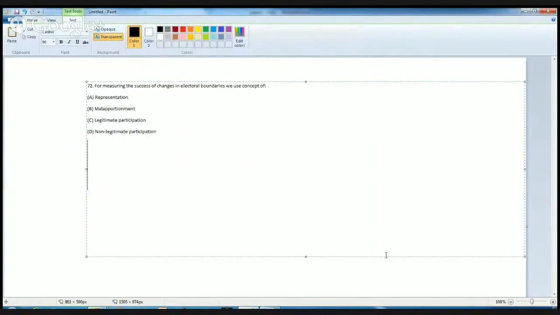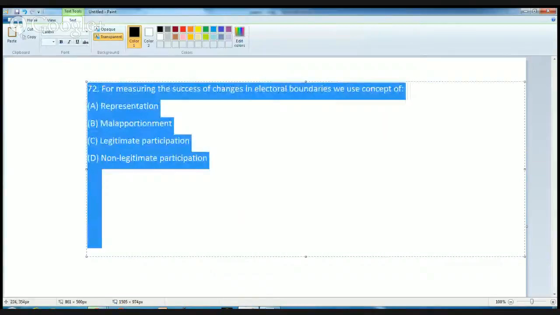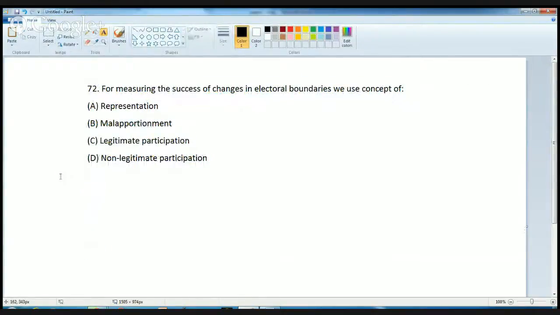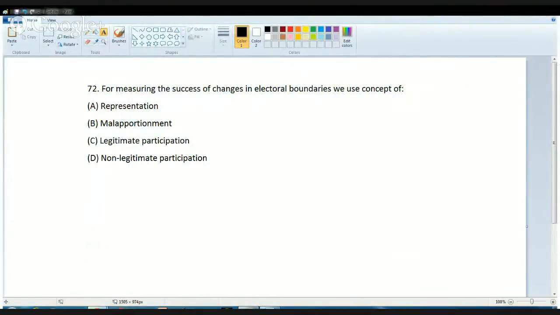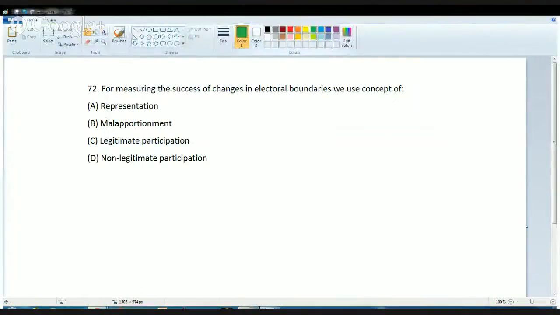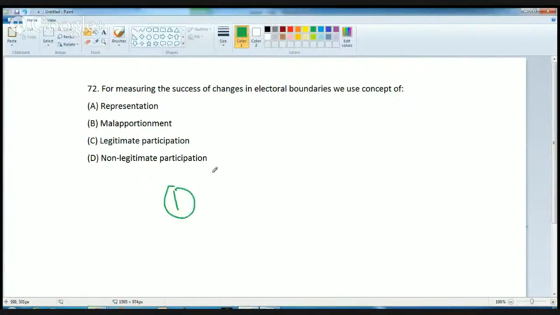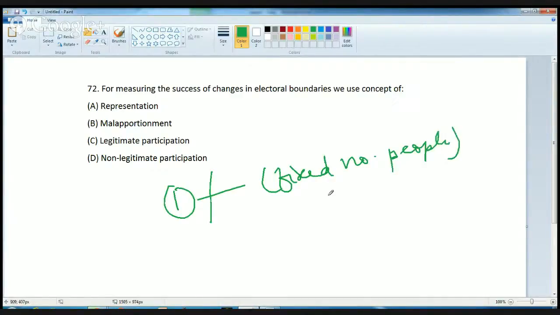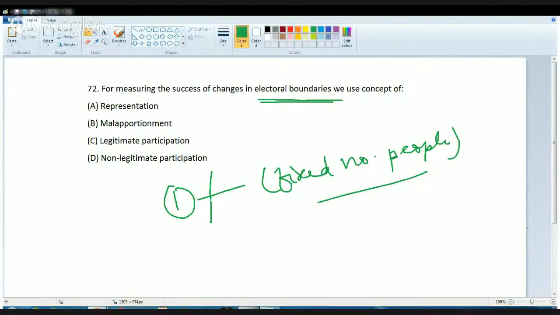again on political geography. This is a bit conceptual and tricky question. For measuring the success of changes in electoral boundary, we use the concept of, the correct answer here is representation. Representation is done based on one representative per some number of people. So you have, let's say, one person who is fighting from your constituency and he is representing a fixed number of people. So that is what is meant by representation, and in electoral boundaries we use the concept of representation.